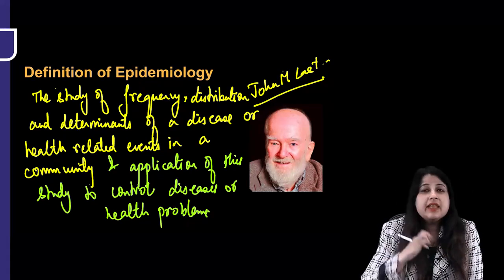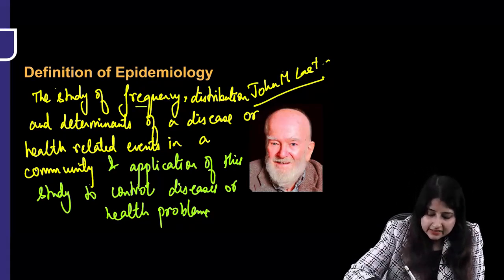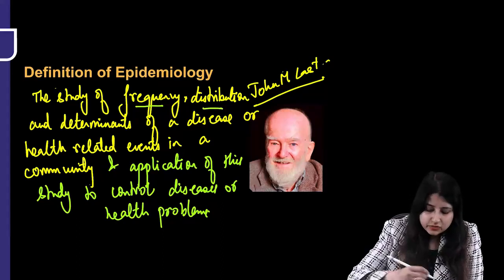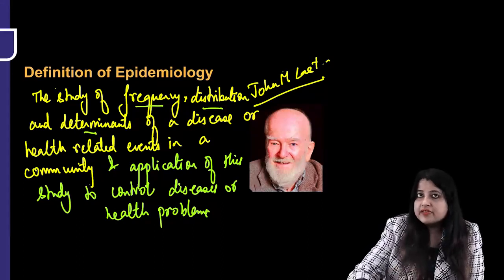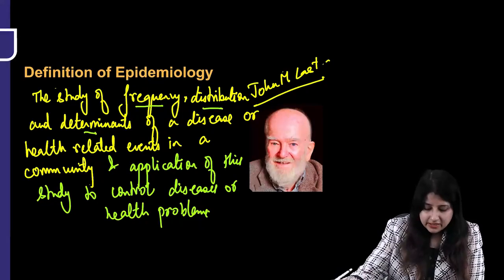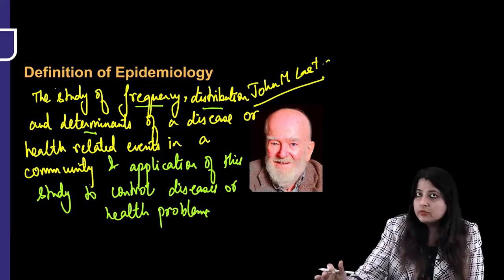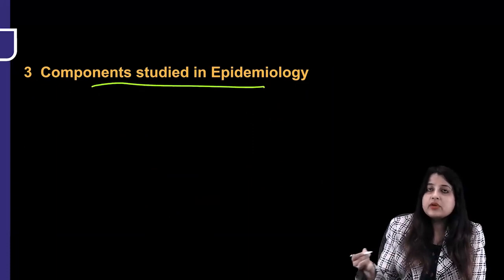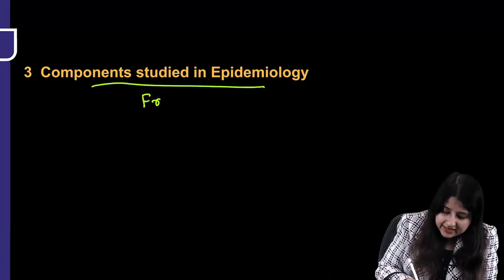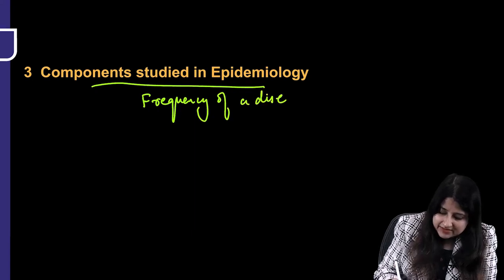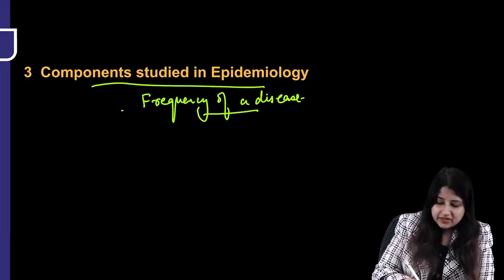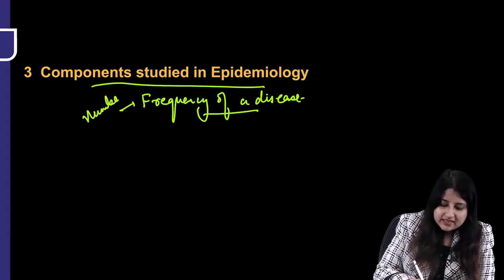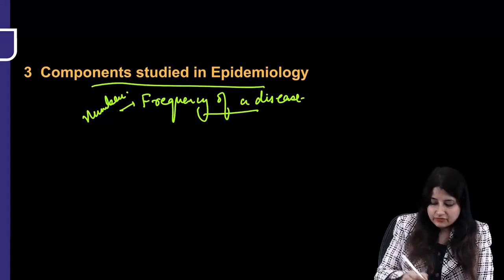Here there are three very important components. What are they? Frequency we are studying, distribution and determinants, okay, of a disease or any health related event. And we are not just studying them, we are applying that concept to control the diseases or health problems. So after this epidemiology definition, the question that was asked is, what are the three components that you studied? You are studying the frequency of a disease, all right? Frequency of a disease means numbers. What is happening to the incidence and prevalence of a disease?